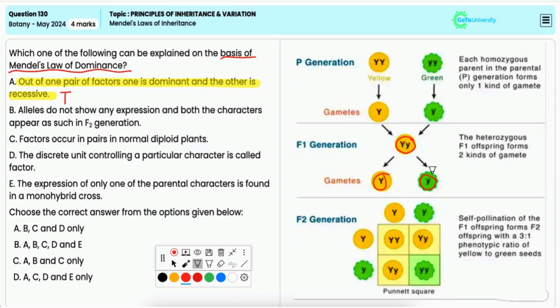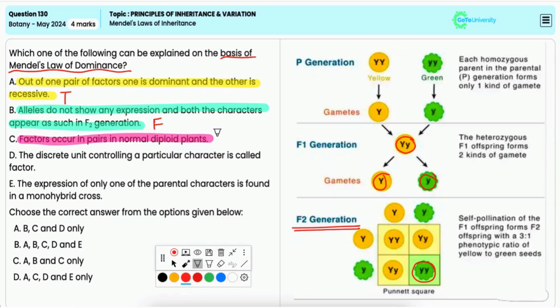B. Alleles do not show any expression and both the characters appear as such in F2 generation. Now, this is not true in context of Mendel's law of dominance because this statement does not directly relate to it. Rather, it refers more to the law of segregation, where recessive traits reappear in F2 due to segregation and not dominance.